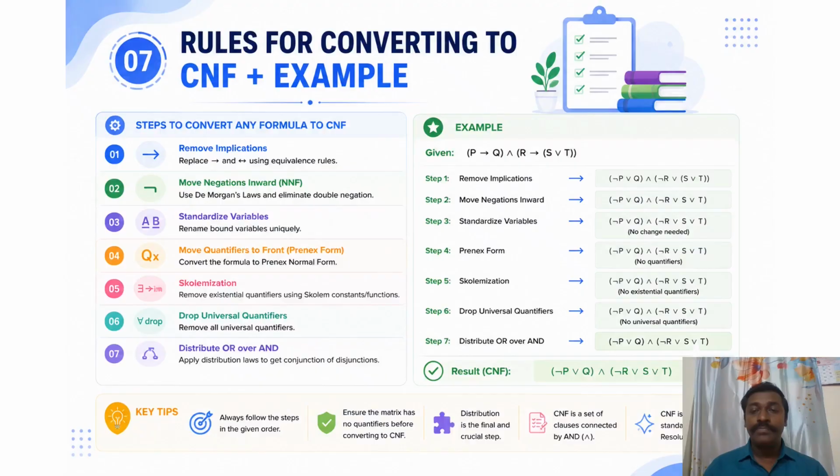Prenex normal form: no quantifiers are present here, otherwise we would have to take all the quantifiers to the front. Then we have to Skolemize it, but because there is no existential quantifier, we will not do that either. And we have to drop the universal quantifiers, but there are none, so that also we need not do. Then we have to distribute OR over AND. This is already OR over AND only, so we need not do anything, and we can just write it as it is. Now it is negation P or Q, and negation R or S or T. So this is in the conjunctive normal form.